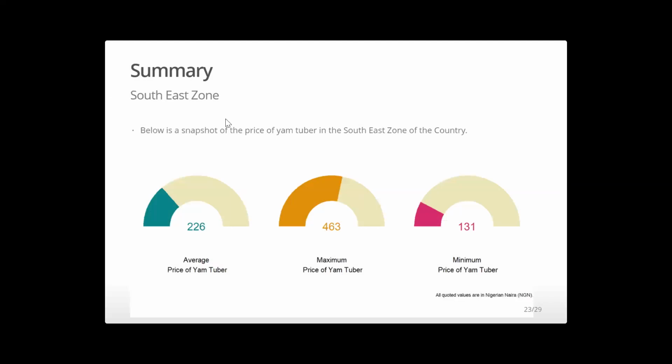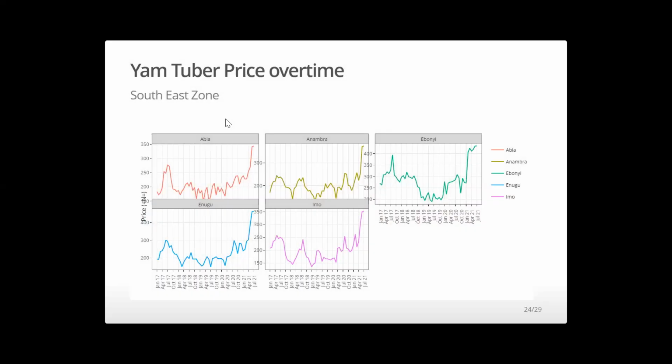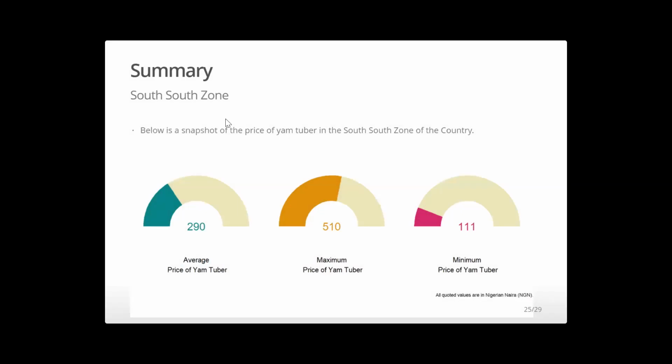So looking at Southeast, it comprises Abia, Anambra, Ebonyi, Imo, and Enugu, and all of the states also have a rising trend. So there is actually an increase in the price of yam in each of these states over time, especially for 2021. Then for South, you can see the snapshots of what the value is over time.